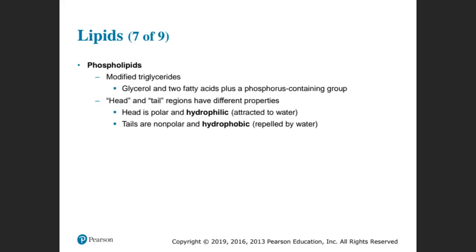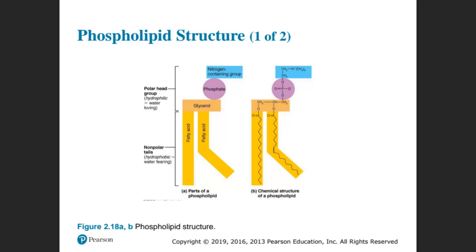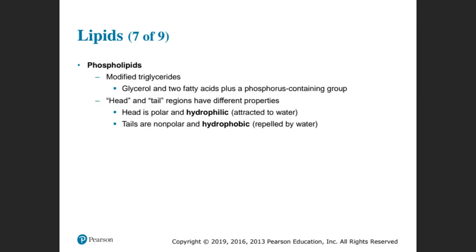All right, phospholipids are a modified triglyceride, and they also contain glycerol and fatty acids, and they have different regions. So phospholipids, let me just show you a picture of what they look like. Phospholipids have heads and tails, and we see them specifically within the phospholipid bilayer of the plasma membrane of cells. Phospholipid heads are polar, and so they're able to interact well with water. They're hydrophilic, but the tails are nonpolar and hydrophobic, so they're not able to interact well with water.